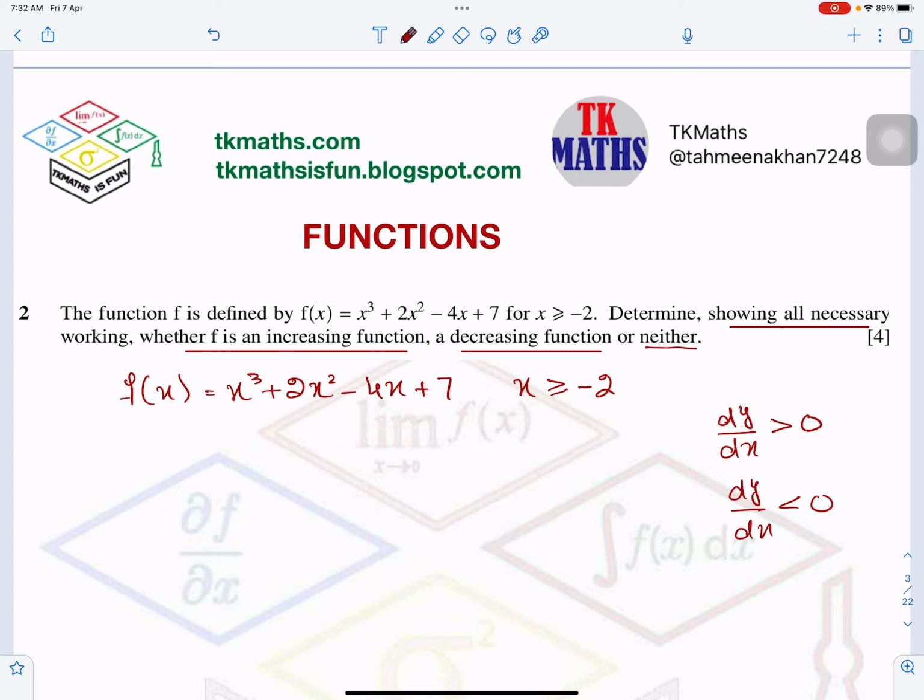So let's differentiate this function. And this is also another symbol for differentiation, you know that. So if I differentiate, it will become 3x square plus 4x minus 4.